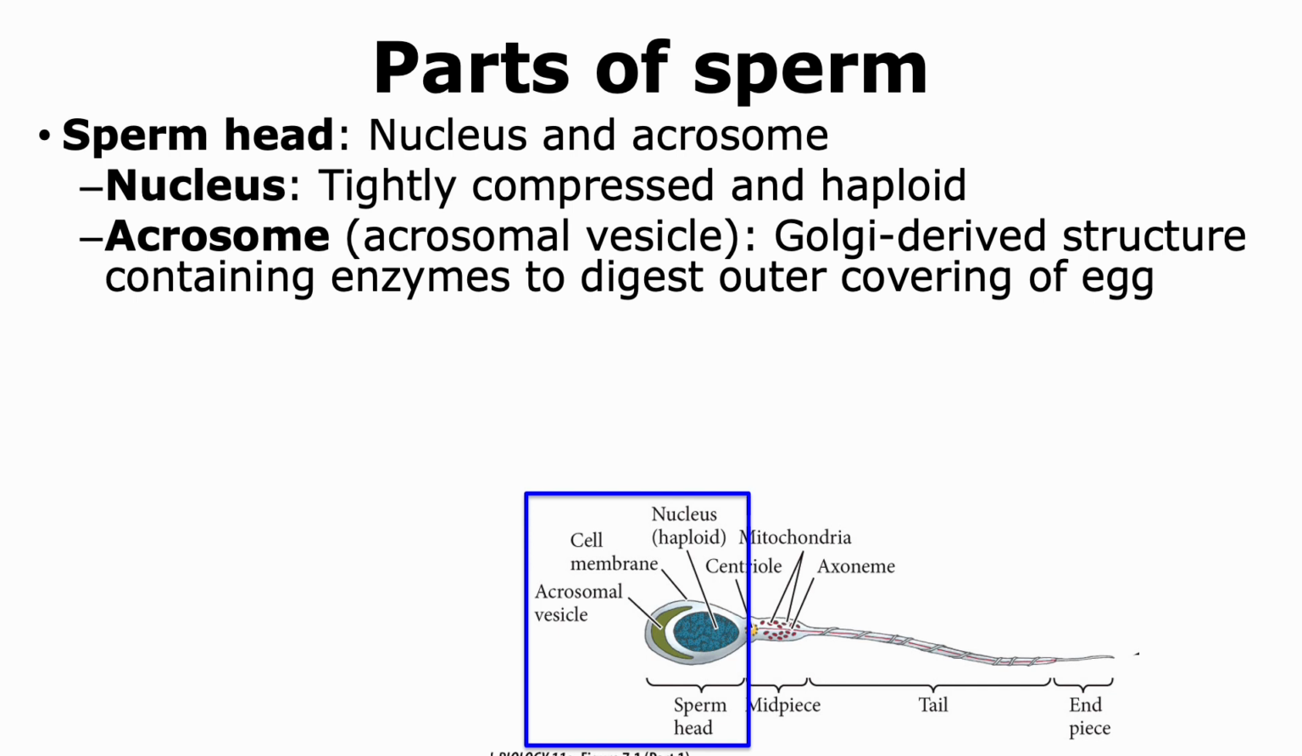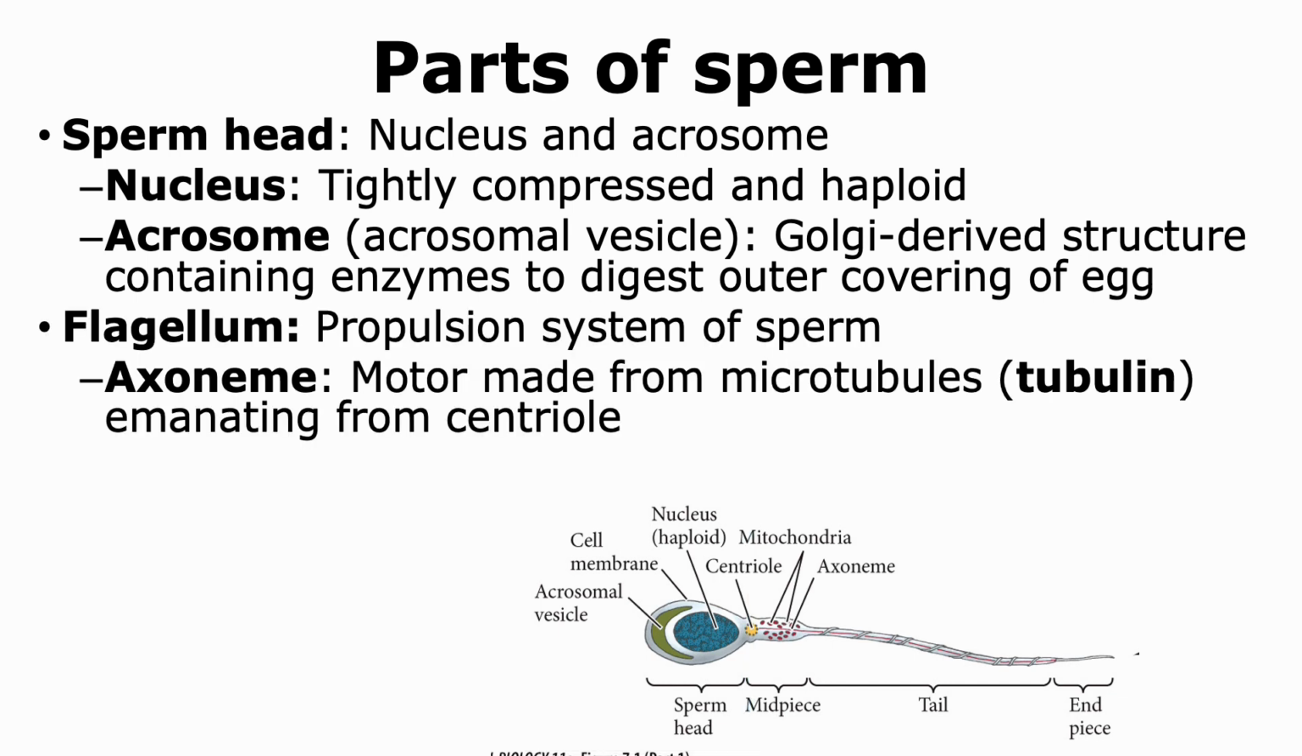The sperm head is made of the nucleus and the acrosome. The nucleus is very tightly compressed and haploid. It is shown in the form of the blue circle that is present in the sperm head in the figure below in the blue box. The acrosome is also called the acrosomal vesicle, which is a Golgi-derived structure and contains enzymes that can digest the outer covering of the egg. It is shown as the moon-shaped green structure in the sperm head portion of the figure.